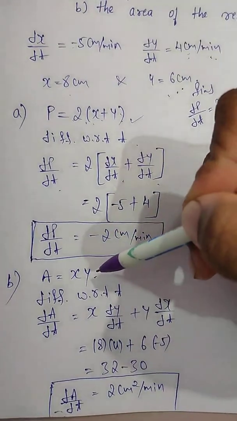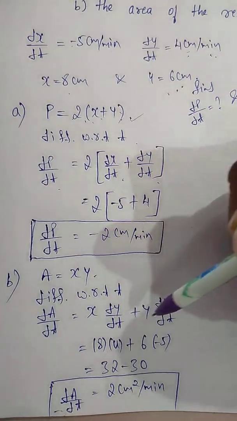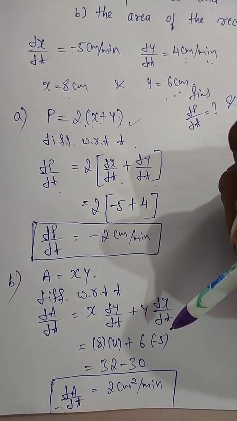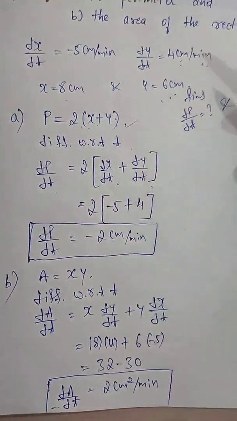So the area of a rectangle is x into y. Apply the product rule of differentiation. Don't forget to apply the product rule, substitute the terms and simplify. You will get 2 centimeter square per minute.